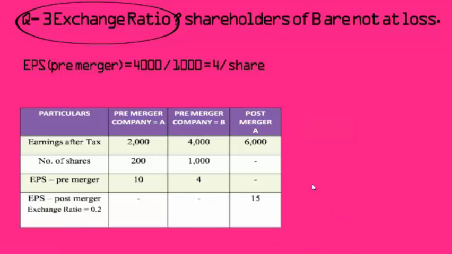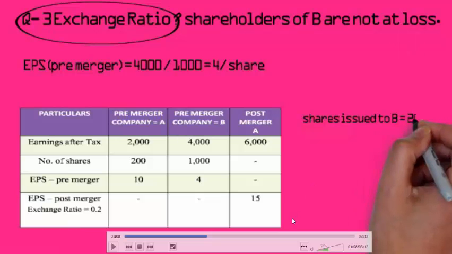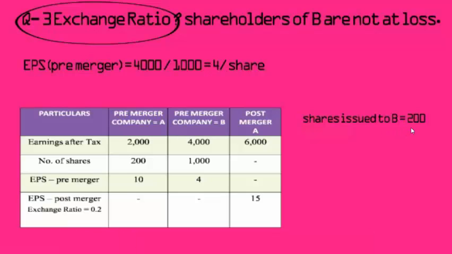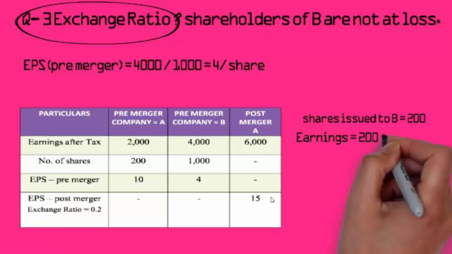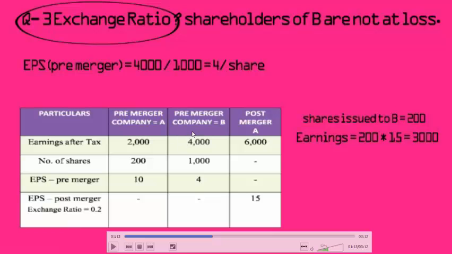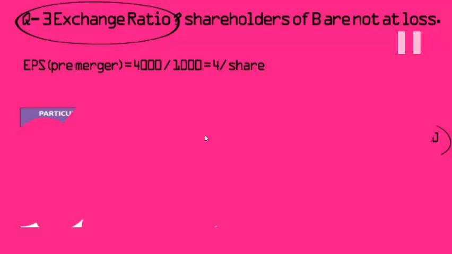Now the current exchange ratio, that is 0.2. Now when we use that 0.2, the EPS was 15. That means they are issued 200 shares, that is 1000 multiplied by 0.2, and the earnings per share is 15. So here you will see that the earnings that is available to them is 3000, whereas pre-merger was 4000. So they are at loss of 1000. So what should be that ratio such that the earnings is equal to 4000?